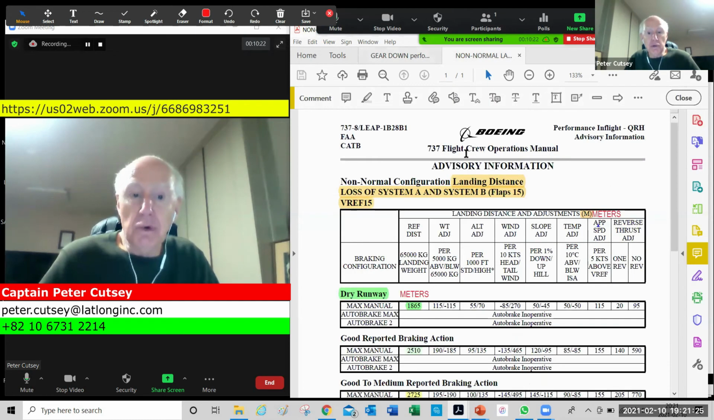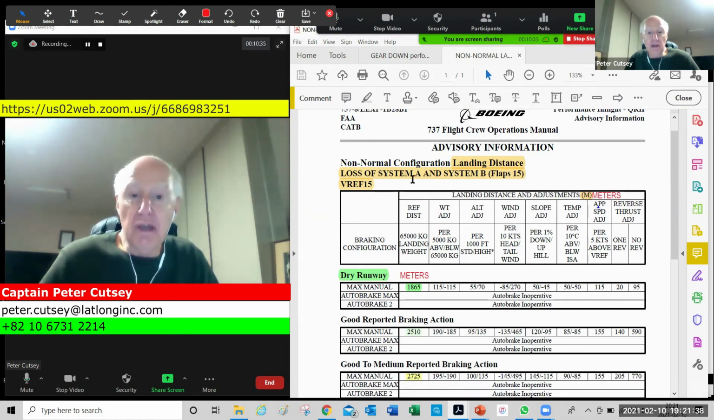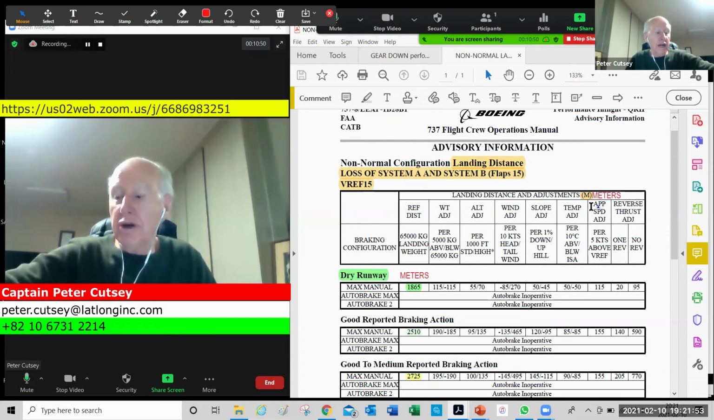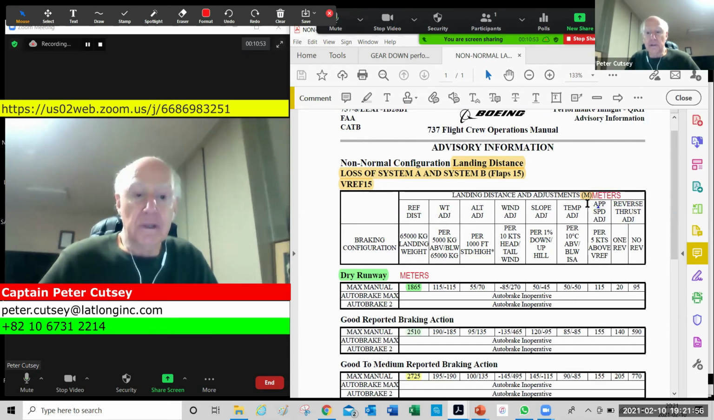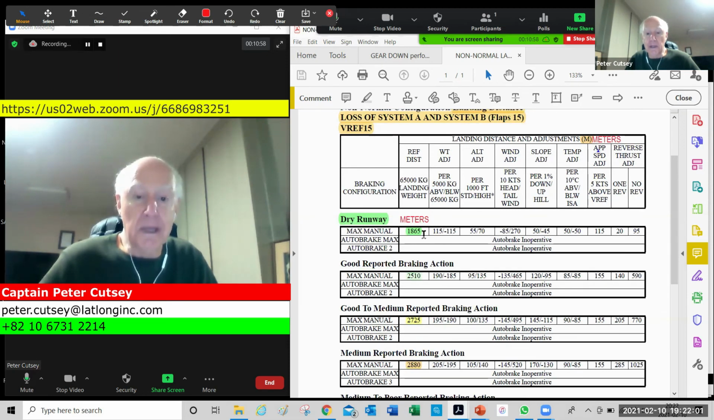Okay, let's go to another chart that you were referred to using the checklist as we looked at in part 2 of this series. And landing distance, loss of system A and B at flaps 15. Depending on what you're using, either pounds or kilos, we're assuming we're using kilos, and this is metric. Don't forget, this particular chart here is in meters. So it says M, so I put it in meters here. So just to remind you, it's meters.